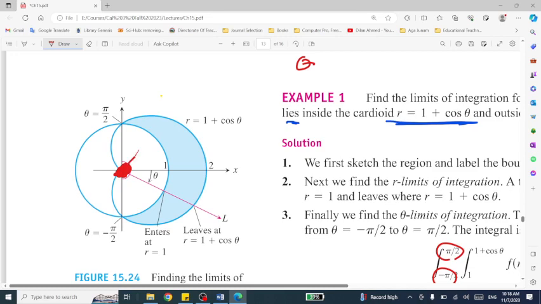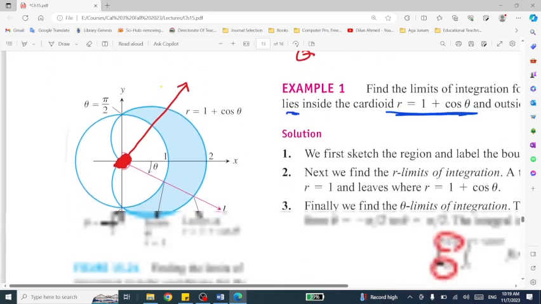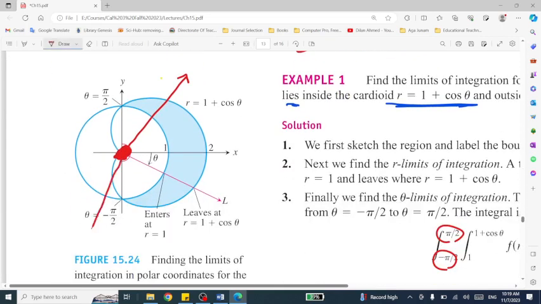We will make an arrow. The arrow should cover my region, should enter and leave my region. Why? Exactly. My region is not here. You got it? Why? It's not my region. It should be inside my region. Okay? That one will be the entrance. That one will be the leave.